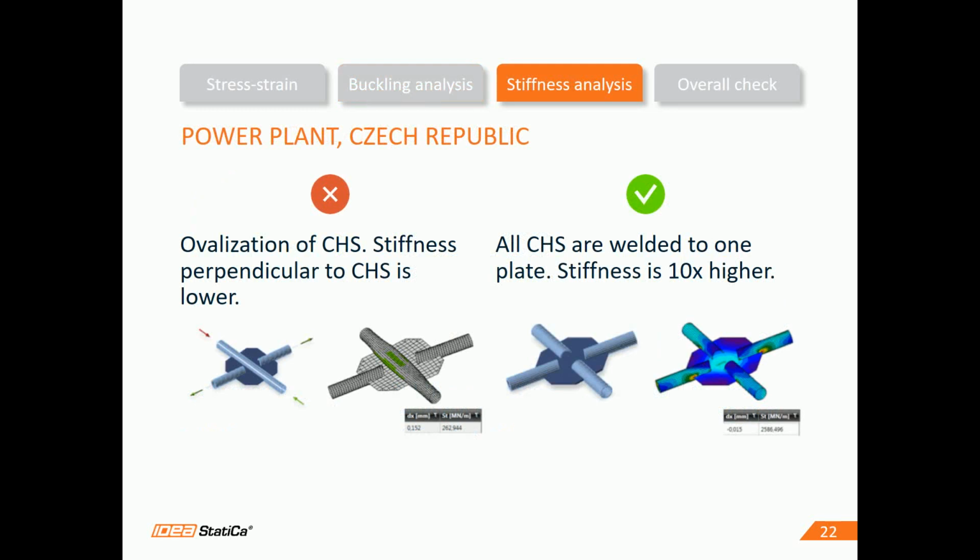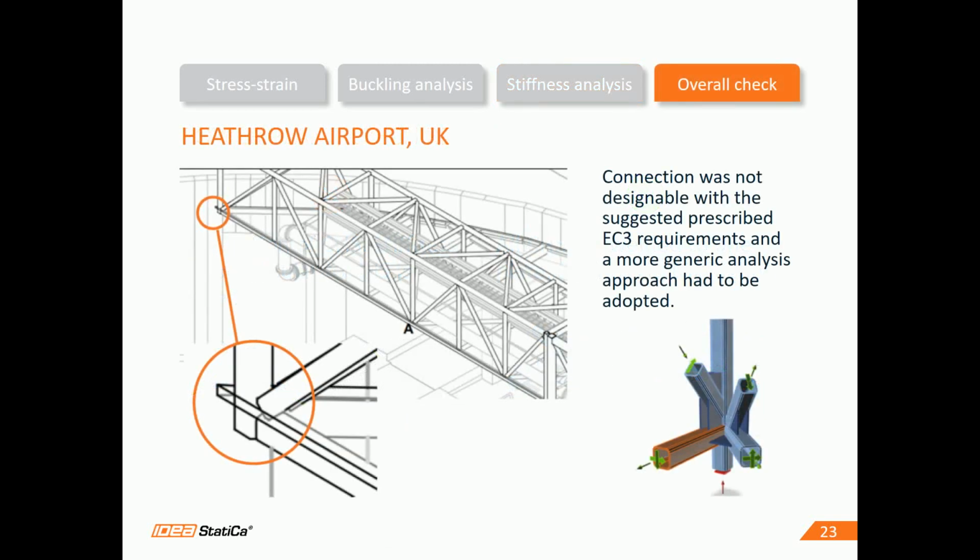Stiffness analysis is also important. When we understand how to modify the joint, like in this example from a power plant, we can easily increase the stiffness 10 times. It all comes to a clear pass-fail overall check, like this joint in service in a steel bridge at Heathrow Airport. The joint was not designable using standard tools. With StatiCa, it is possible, and the bridge is there today.